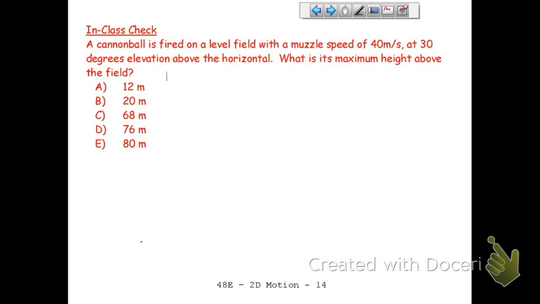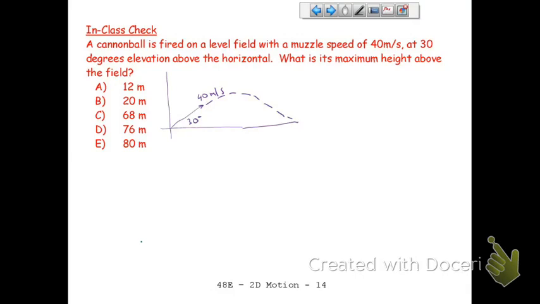Cannonball is fired on a level field with a muzzle speed of 40 meters per second at 30 degrees. Now remember, big diagram. Try not to make your angles 45 degrees. If I have a little angle and a big angle, it really helps me. And then this is 40 meters per second. You can visualize the journey. There's nothing wrong with that. But you're going to think in terms of what's happening on these two axes.